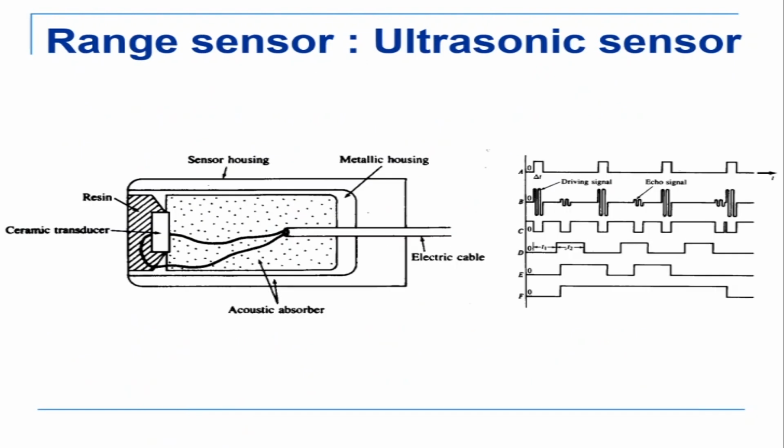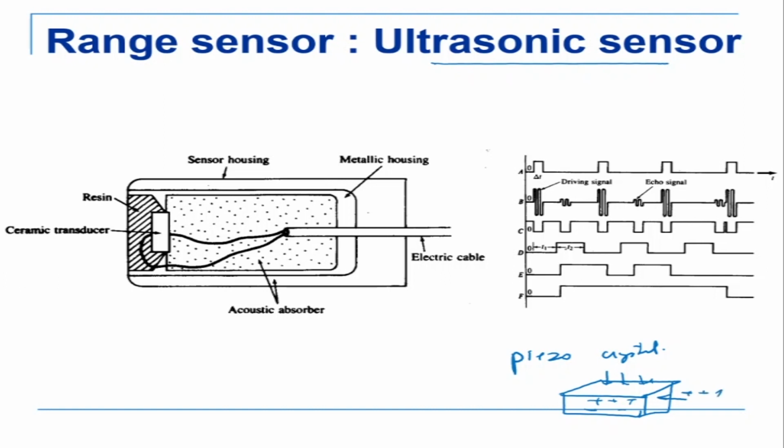So we have looked at the proximity sensor, we have looked at the Hall effect sensor. Now let's look at the ultrasonic sensor. The ultrasonic sensor's working principle is something like this. You know that there is a piezo crystal. In the piezo crystal, if I apply a pressure here, it will produce a charge, and if I give it a charge, it will produce a pressure. It will expand a little bit.